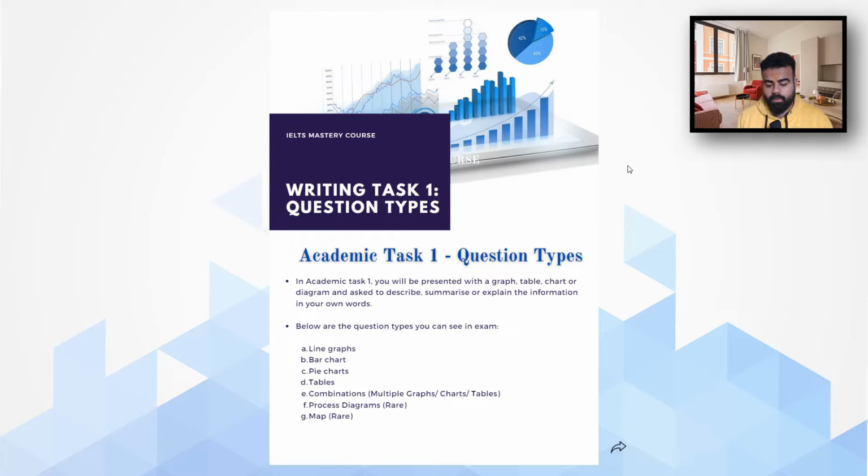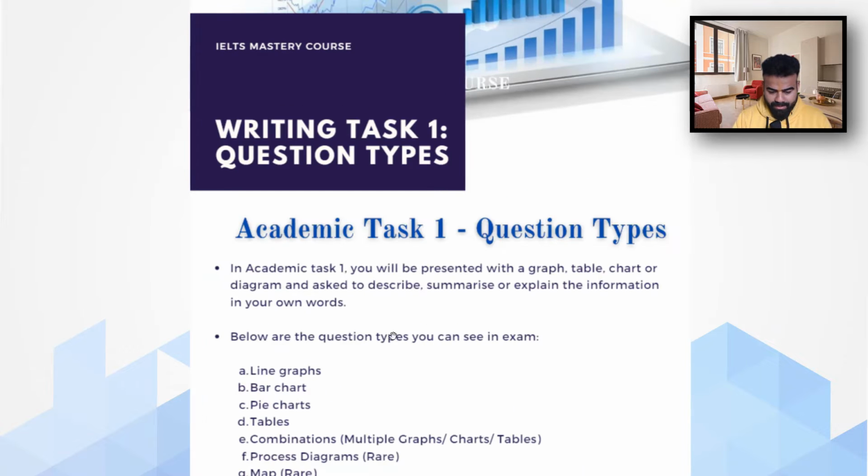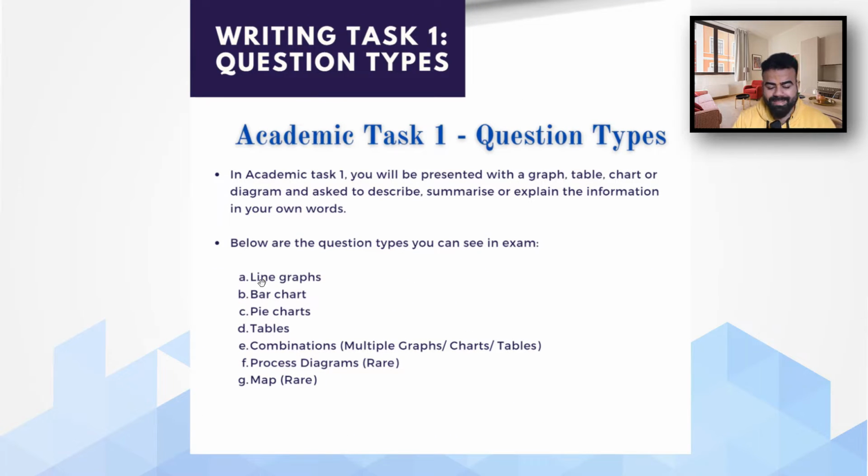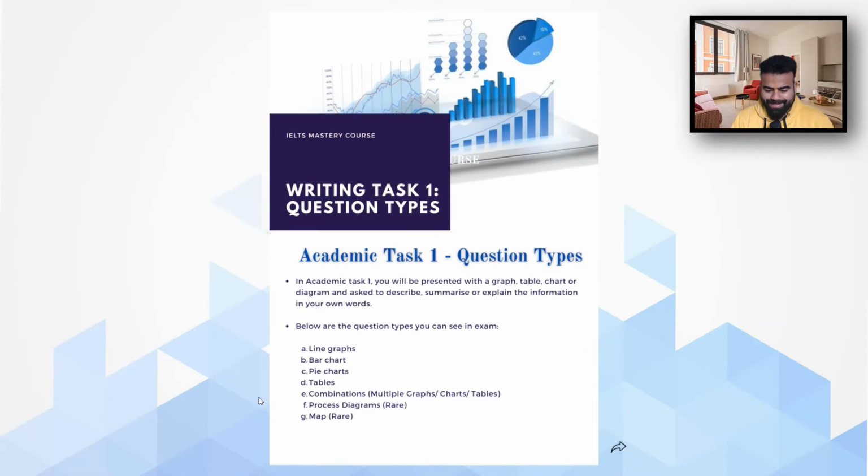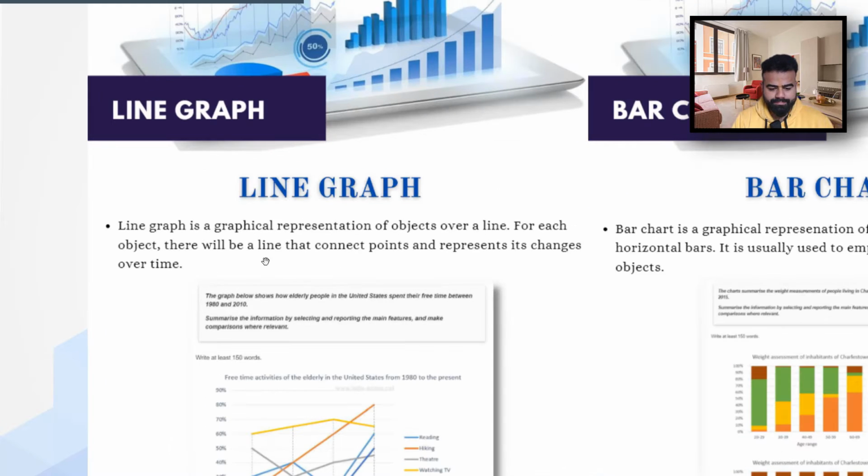So now the diagram can come in various forms, and these are some of the types that you can see in the exam. So number one is line graphs, then you can have bar charts, then you can have pie charts, then tables, then some combinations, multiple graphs, charts, or tables, and sometimes you may get process diagrams or maps, but these two, the sixth and seventh types, are very rare. But still we will discuss them, because we have seen process diagrams or maps as well in the exam, but that's very rare. All right, so now let's start with the first type, which is the line graph.